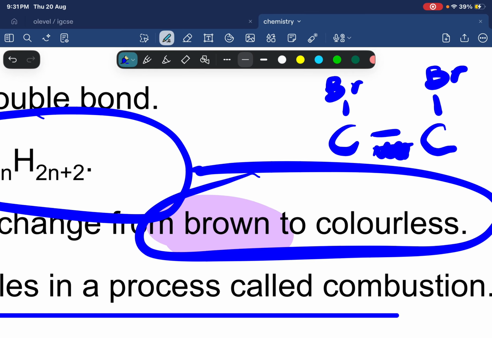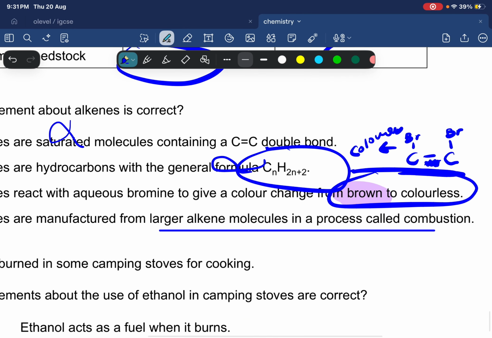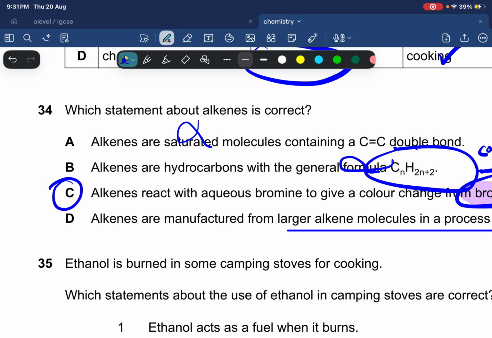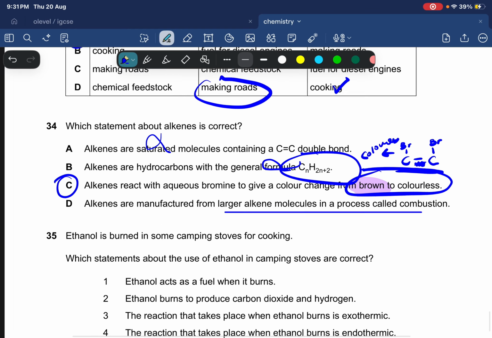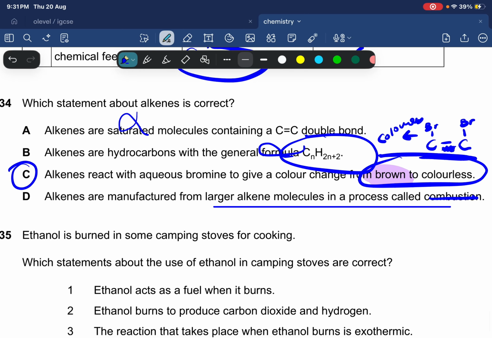So now this thing is gonna be colorless. Okay, so it's gonna become colorless. So from brown to colorless, that's correct. Alkenes give color change from brown to colorless. Alkenes are manufactured from larger alkene molecules in a process called combustion. No, it can be through cracking but not through combustion.